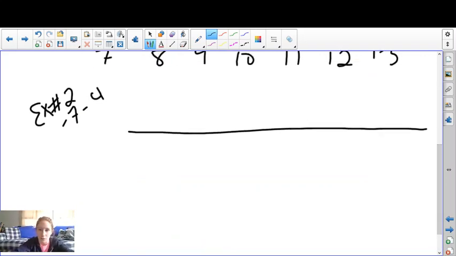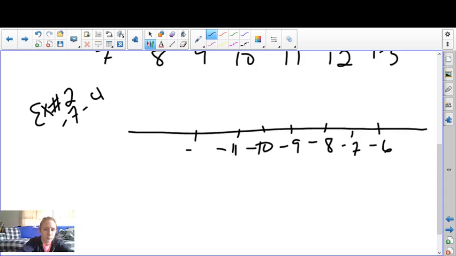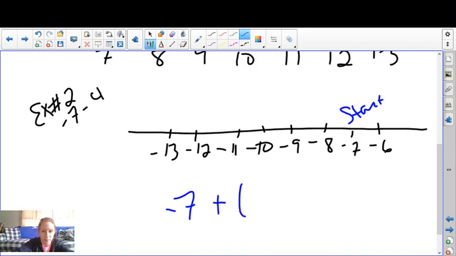Same idea, I'm going to just create a number line. Random amount. Again, I'm going to start at that first number, which here is -7. I'm going to make my A look like an A, not an O this time. And it says -7 plus -4.